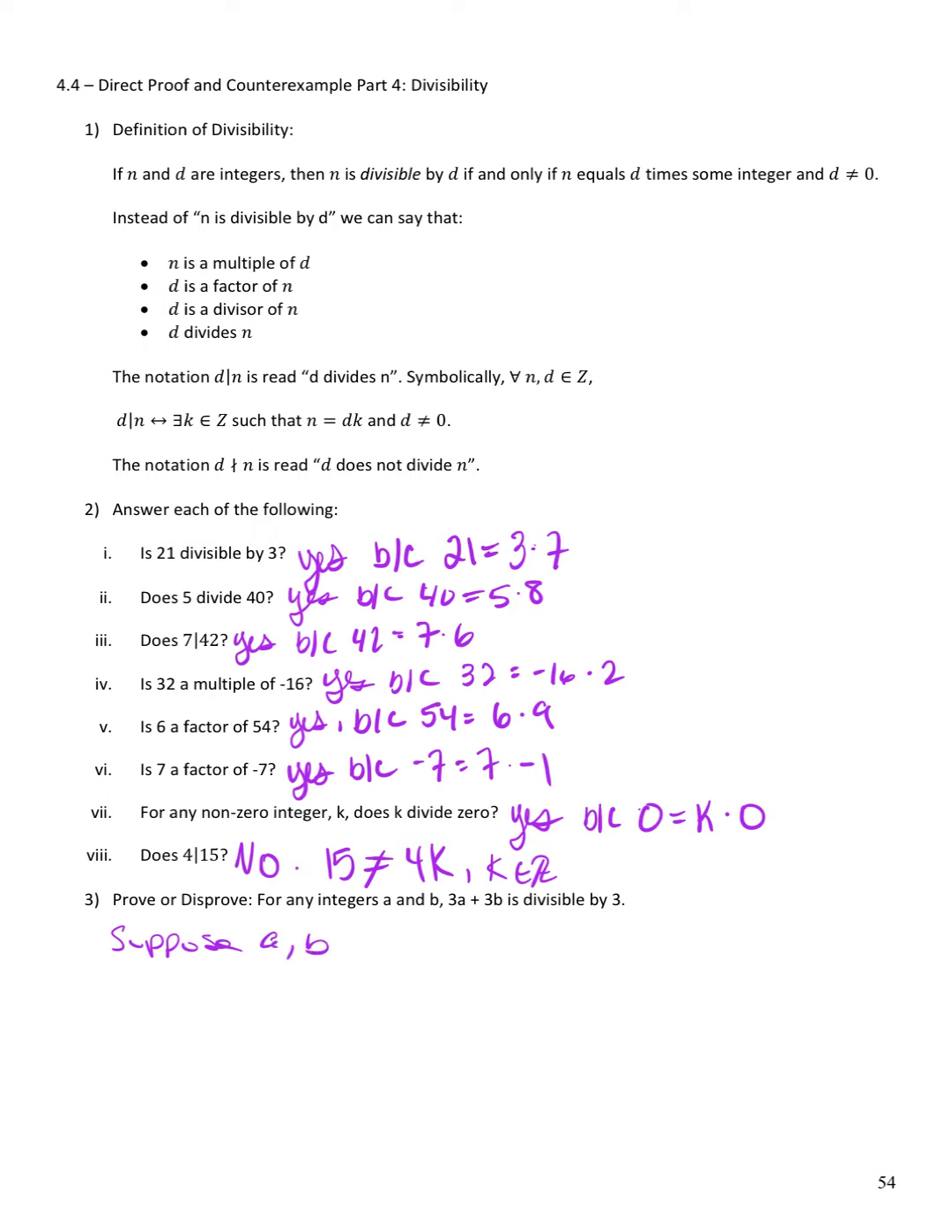Okay, so let's suppose a and b are elements of the integers. Then 3a plus 3b could be rewritten as 3 times a plus b. And since a plus b is an integer, I have written 3a plus 3b as 3 times an integer, which means 3a plus 3b is divisible by 3.